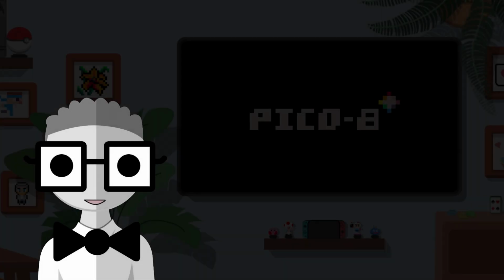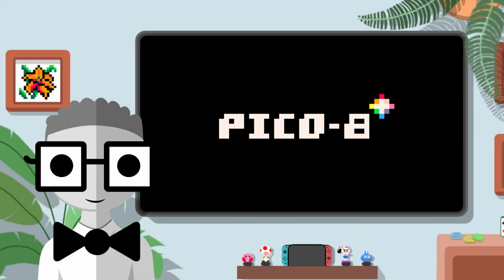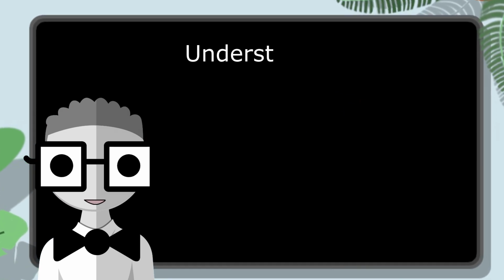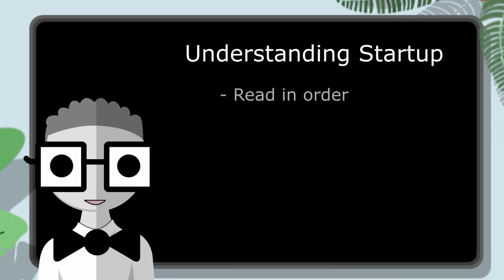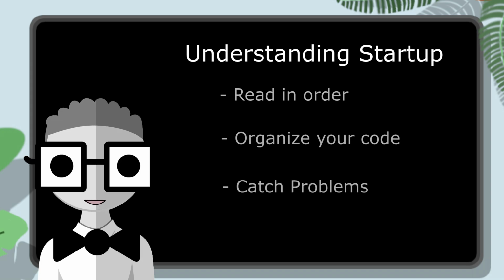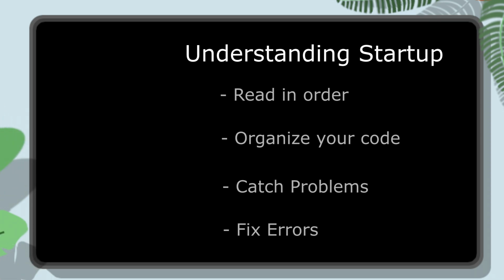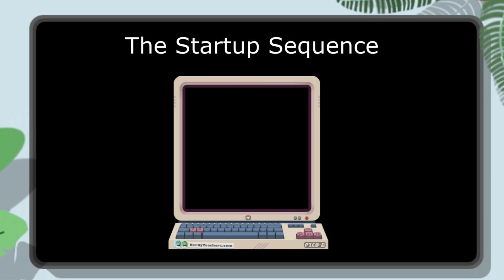Have you thought about what actually happens when we run our games? Understanding the behind-the-scenes process of starting your games will help you read your code in the order that it will be run, which will help you organize your code, catch any problems quickly, and fix any errors faster. So we hope to save you many hours of debugging by explaining this early on.